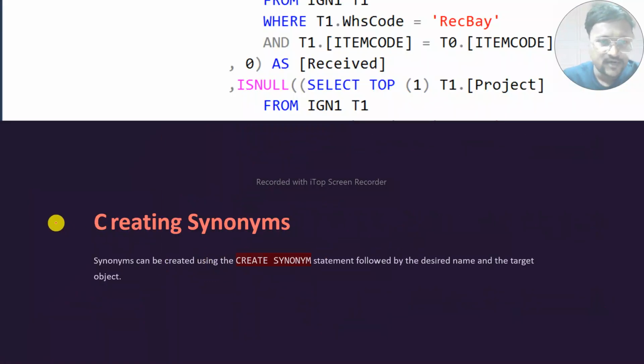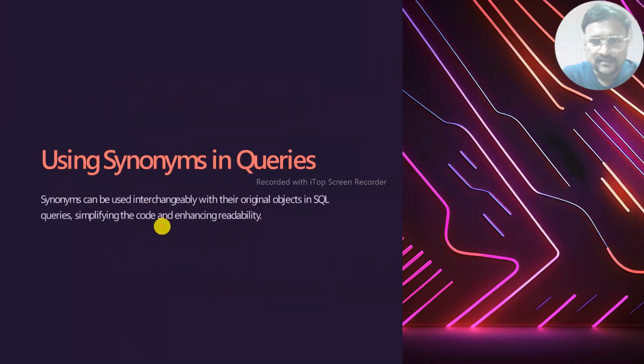Next, how to create the synonym. A synonym can be created using a create synonym statement followed by the desired name and target object. So we will create a synonym practically in our Oracle application. Next, using synonym in the queries. So how are we using this synonym in the query? A synonym can be used interchangeably with the original objects in SQL queries, simplifying the code and enhancing readability.